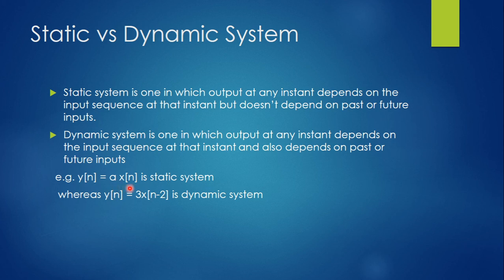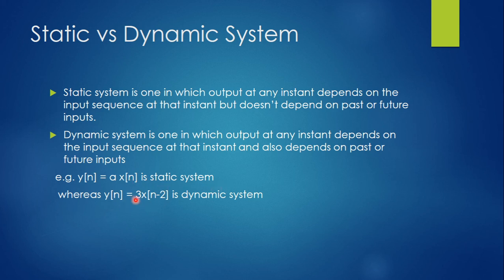y[n] is equal to a times x[n]. y[0] is x[0] multiplied by a. y[1] is x[1] multiplied by a. Similarly, y[2] is equal to x[2] multiplied by a. So the output only depends upon that particular sample of the input sequence. Zeroth output needs only the zeroth input sample. First depends only on the first. So this is your static system.